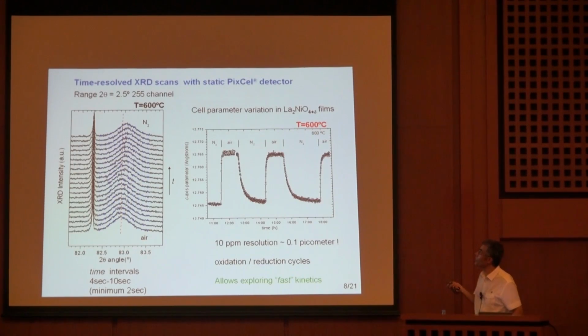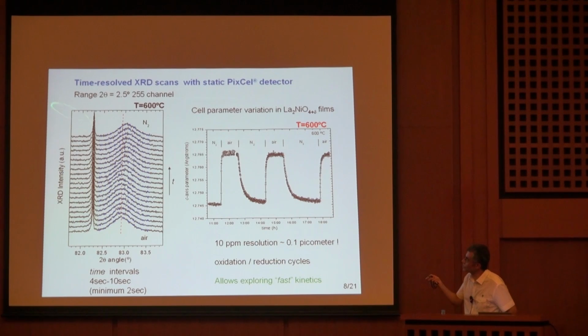But the one we use has a new type of detector, which is a linear detector. So it has different channels, and you don't even have to move the detector. You have the detector in a fixed position. You have 255 channels, and you explore a range of 2.5 degrees, which is enough to give you a snapshot of your structure. We can acquire this with very nice statistics, very low noise, and time intervals as low as 2 seconds. Sometimes, depending on the film, if the film is too thin, then you need more time.